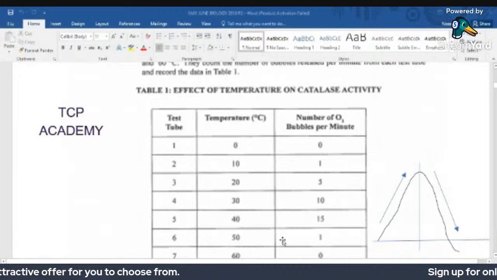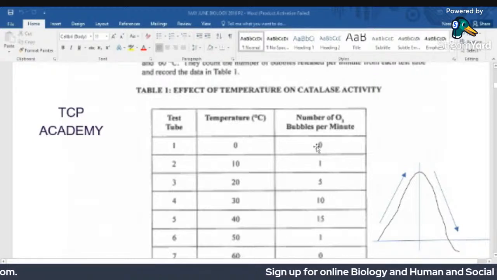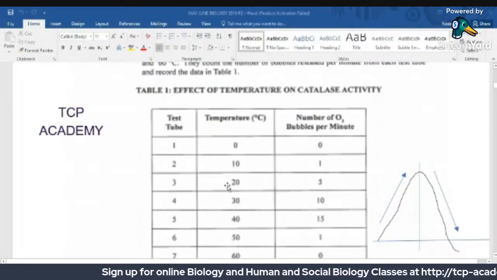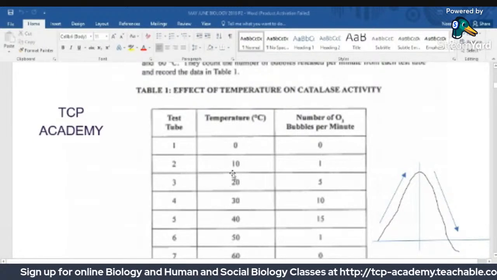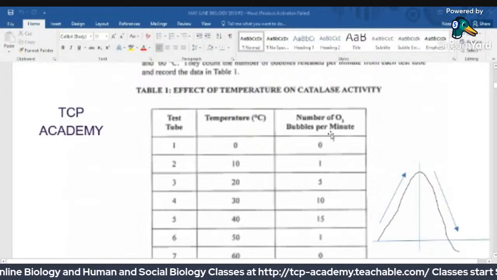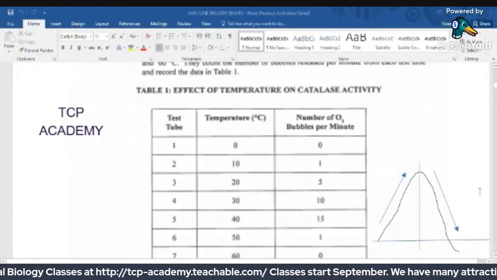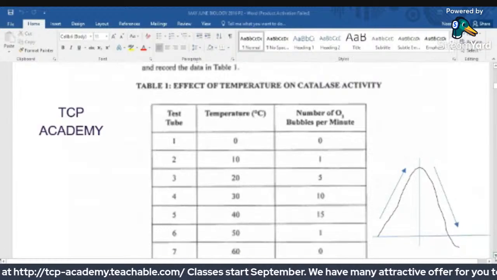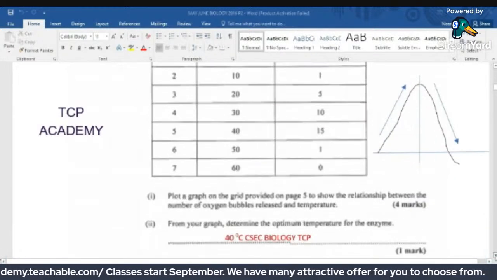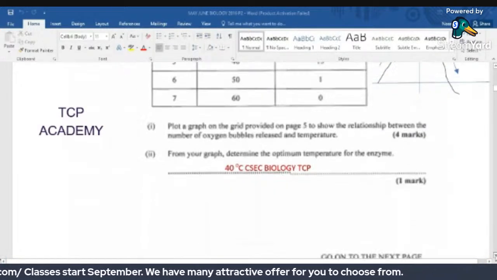On the y-axis, this is not up to the experimenter. This will change as a result of the experimenter changing what is on the x-axis. So the bubbles are going to be on your y-axis and of course temperature on the x-axis. That's the first thing that we need to know. And for that you would have gotten 4 marks.